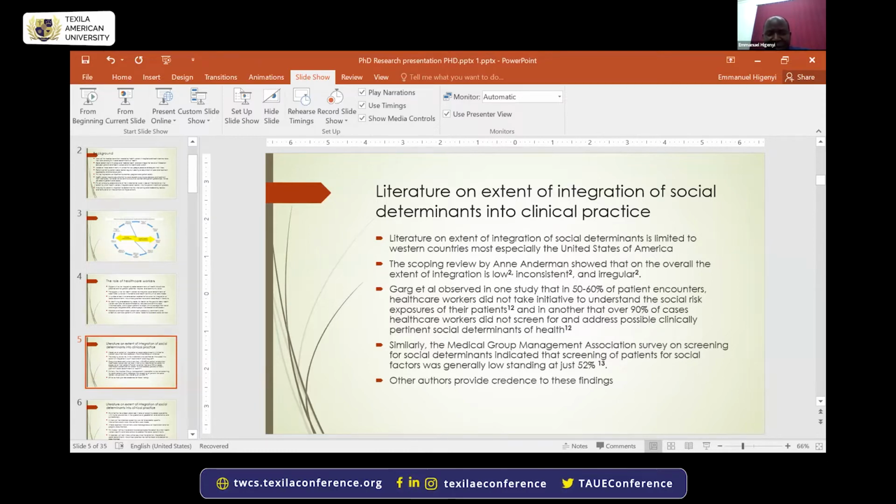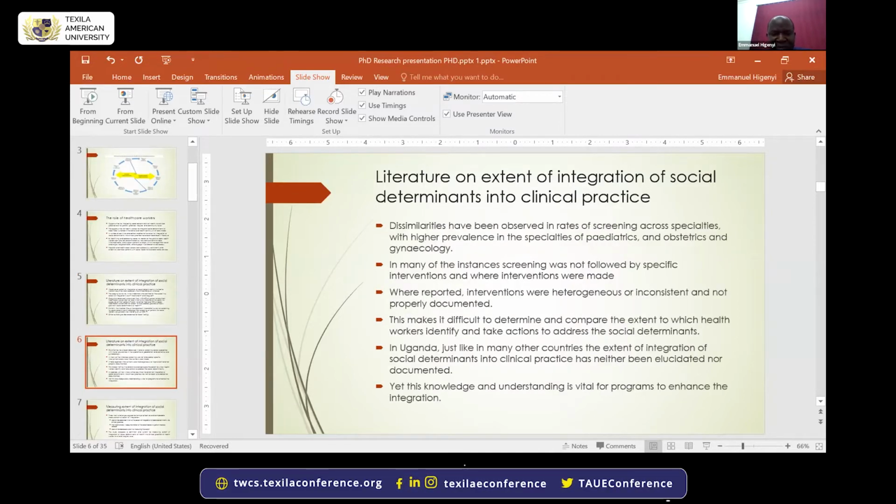And similarly, the Medical Group Management Association survey on screening for social determinants indicated that screening of patients for social factors generally was low, at 52%. And this data has been validated and attested to by other authors.